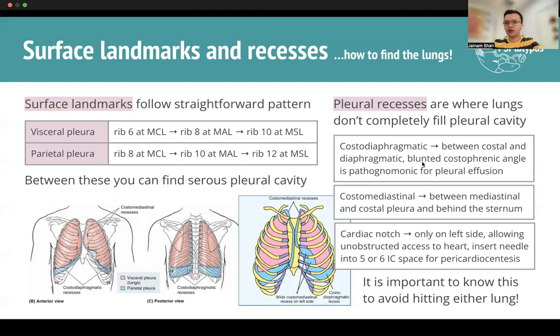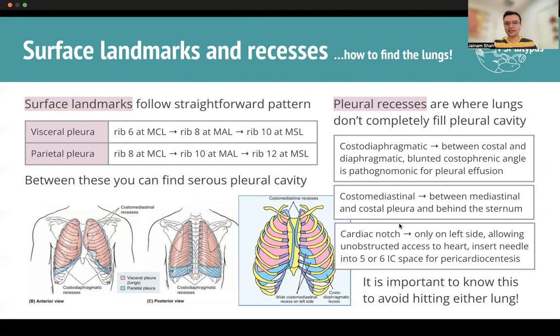If you have a blunted costophrenic angle, which we might have in a couple of slides' time, that is generally pathognomonic for pleural effusion. The reason why is when you're sitting up, all that fluid is going to go down to the most dependent or the lowest areas inside your thoracic cavity. And that will be all the way down here. As you can see with my arrow, on the left and right-hand side, you've got those recesses or angles.